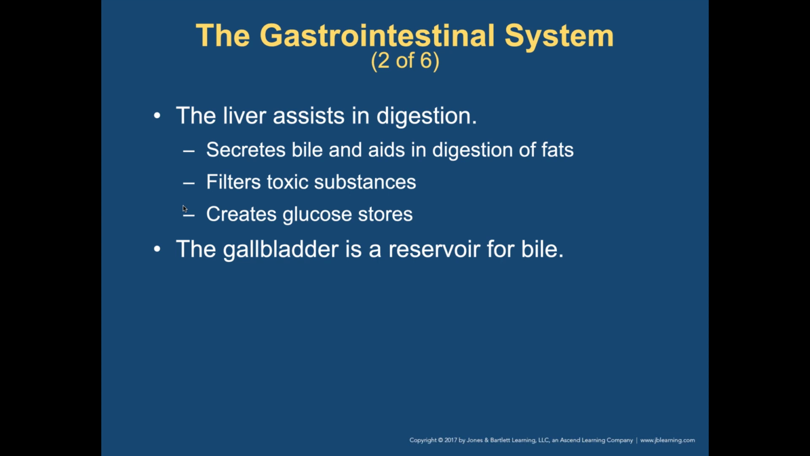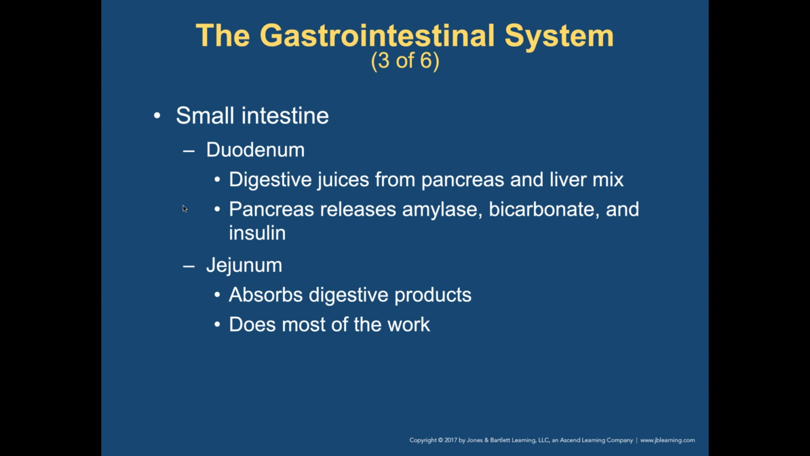And it says here the gallbladder is a reservoir for the bile. The two systems work together. That's one of the reasons why your gallbladder is right up underneath your liver. So once you've passed the stomach, the food's going to go into the small intestine, which consists of 3 sections. You have your duodenum, however you want to say it, potato. This is the first section of your small intestine. Your digestive juices from the pancreas and the liver mix together here. The pancreas secretes enzymes that break down starches, fats, and proteins.